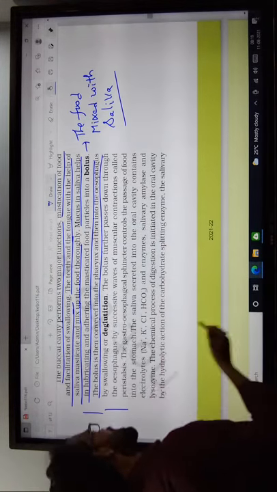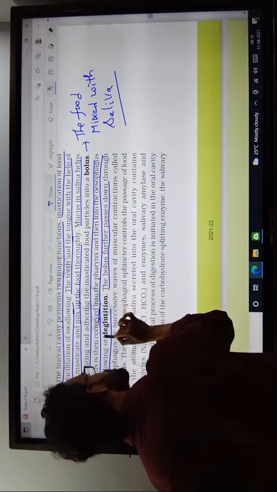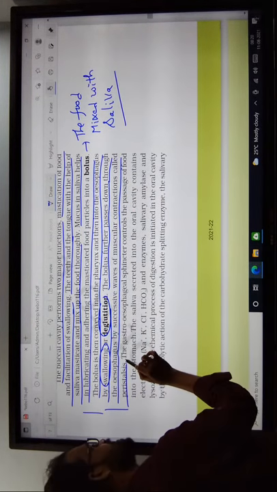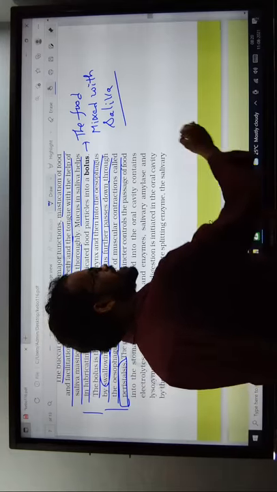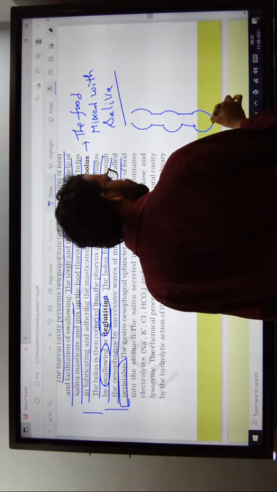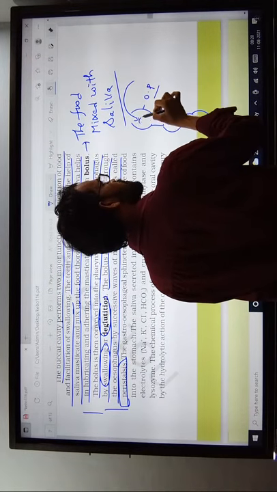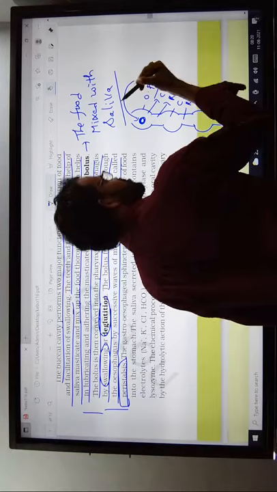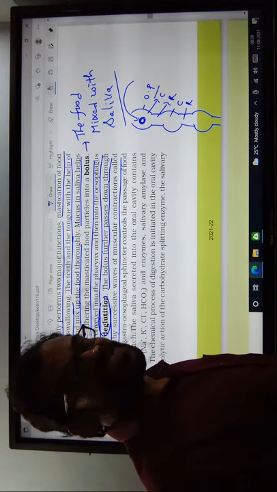The bolus is then passed from the pharynx to the esophagus by swallowing, also known as deglutition. The bolus is further passed through the esophagus by successive contraction and relaxation, known as peristalsis. Contraction and relaxation of the smooth muscle is known as peristaltic movement. That is the wave-like motion known as peristaltic movement.